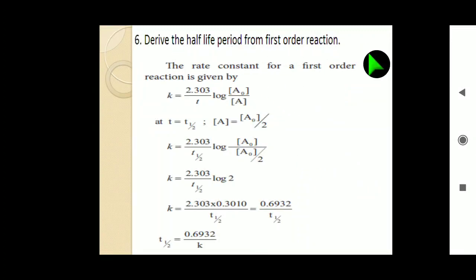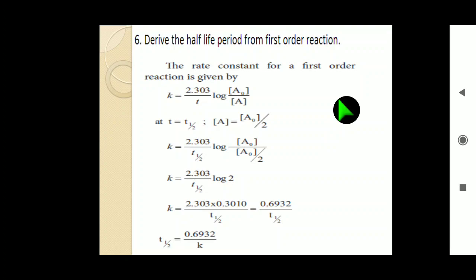Question number 6. Derive half-life period for the first order reaction. The first order reaction we have just seen in the first slide. First write the final expression: the rate constant K equals 2.303 by T log A naught divided by A concentration. Here A naught means initial, A final.